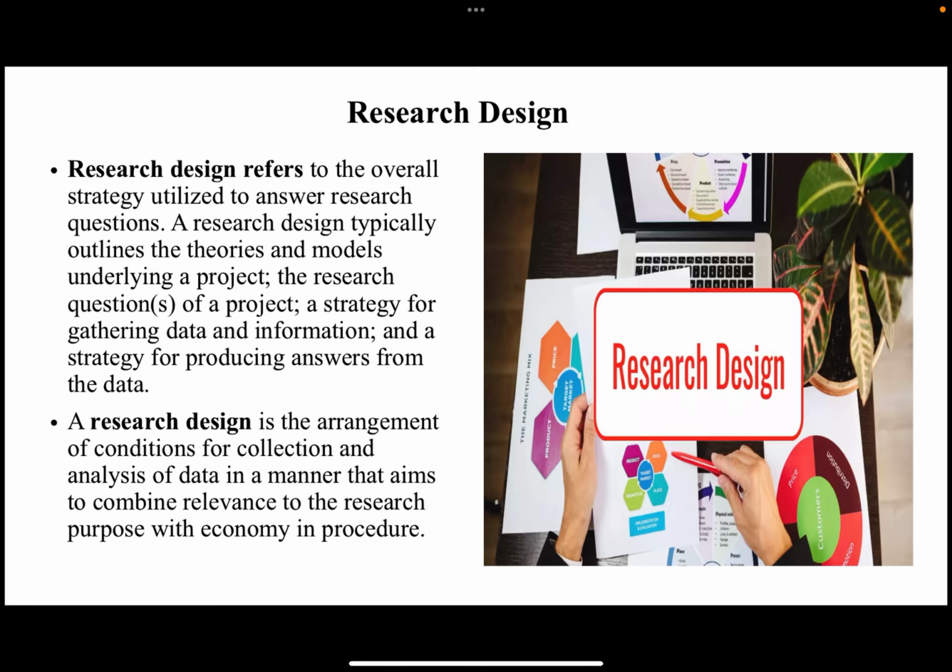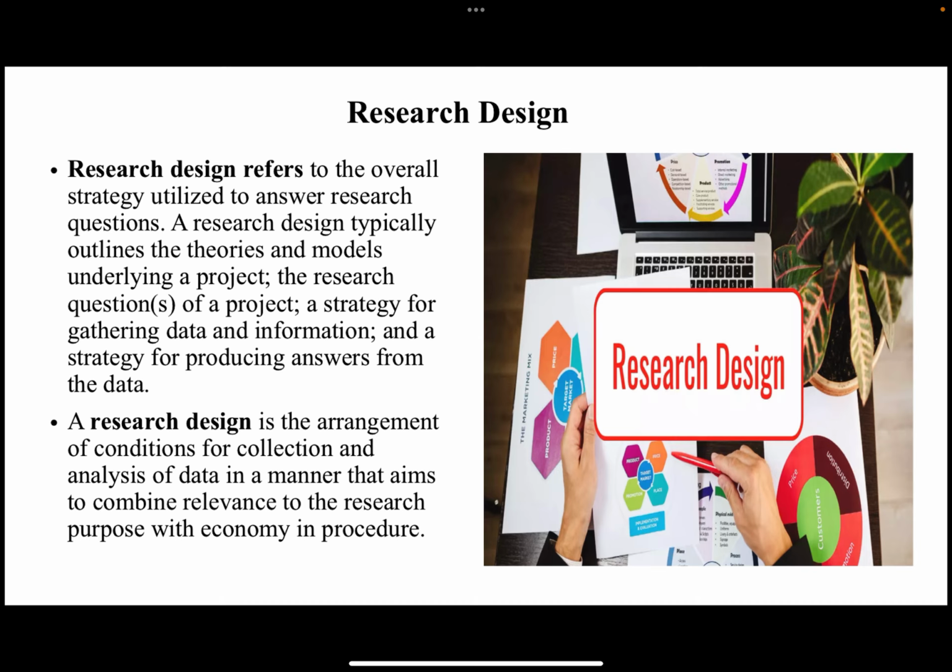Everyone, in this video we will focus on research design. Now, what is a research design? A research design refers to the overall strategy utilized to answer research questions.